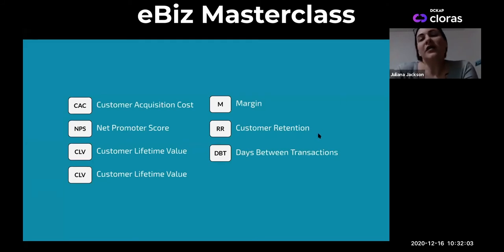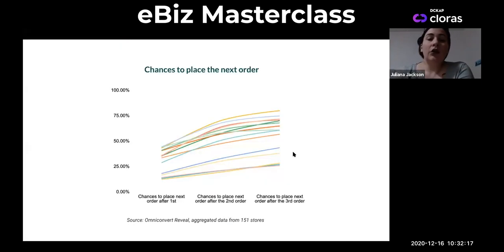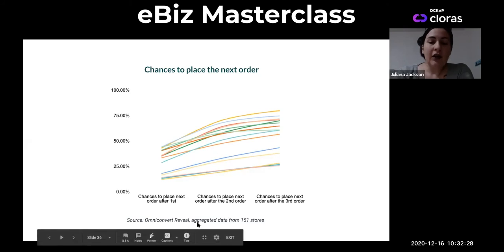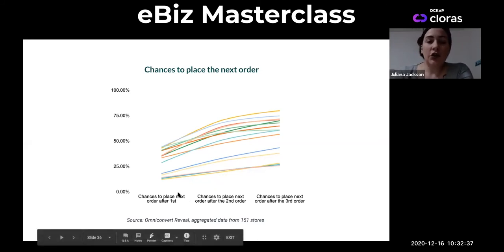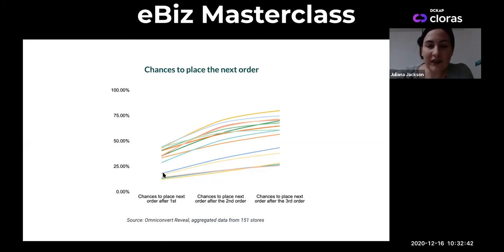So remember when I was saying earlier, guys, that there's this buying cycle that you have that could be of 30, 60, or 90 days. So knowing the days between transactions, you are able to do a forecast to understand what are the chances for a new customer to purchase from me again based on my historical data. So here we have aggregated data from 151 stores. The majority of them are 6, 7, 8-figure e-commerce stores. So you can see here that it's a very big gap between the first and the second order.